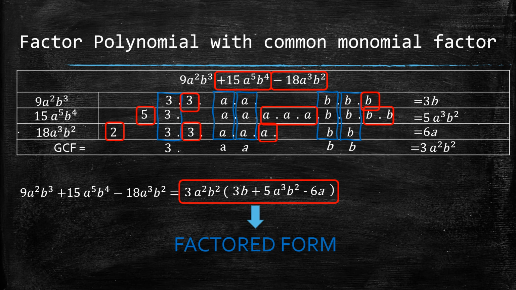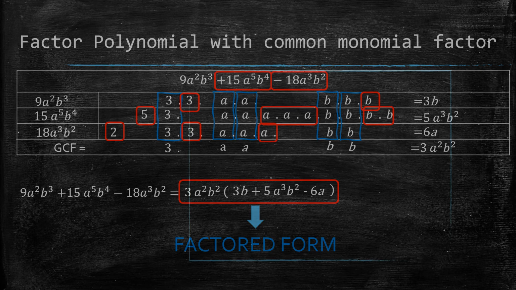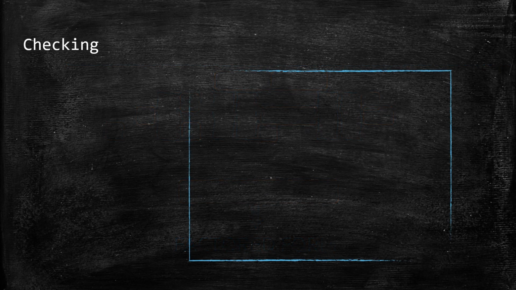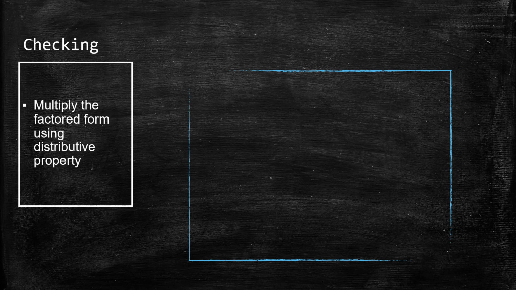So, let's check if our answer is correct. Pwede na to siya i-check. Okay, so checking, all you have to do is multiply the factored form using distributive property. So let's have the first example. We have 14x cubed y minus 21y squared. The factored form is 7y, close and open parenthesis, 2x cubed minus 3y. You write it down, the factored form.